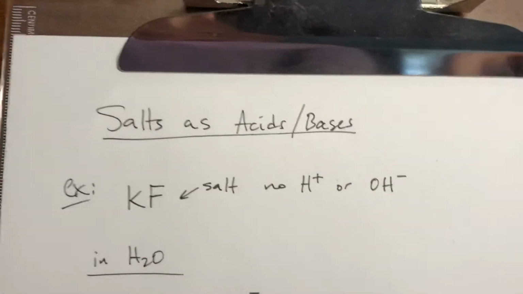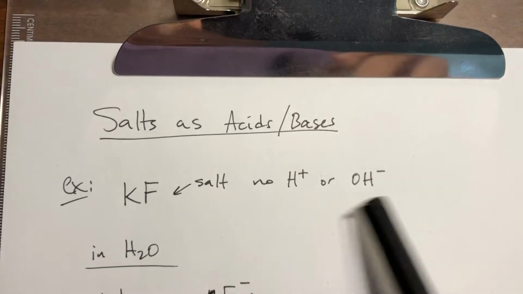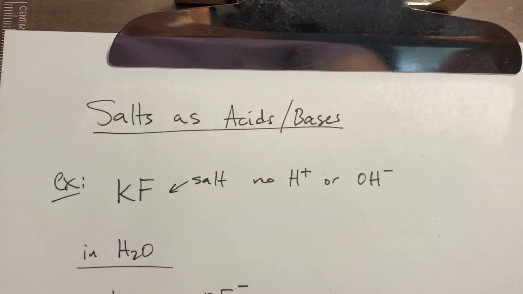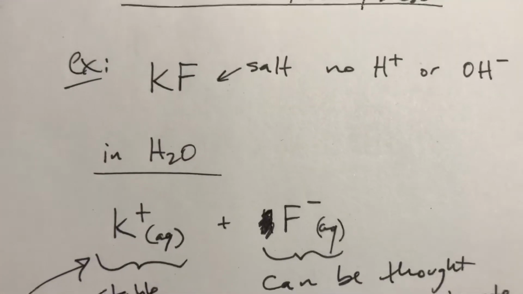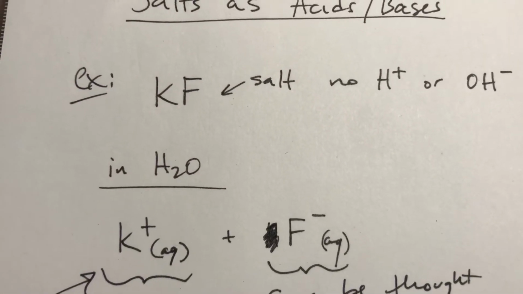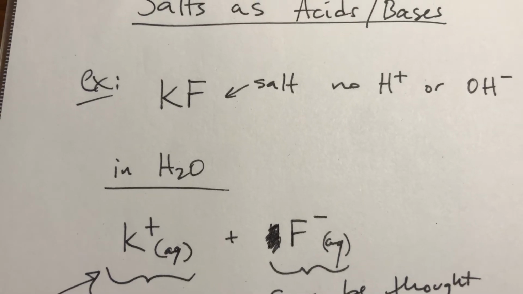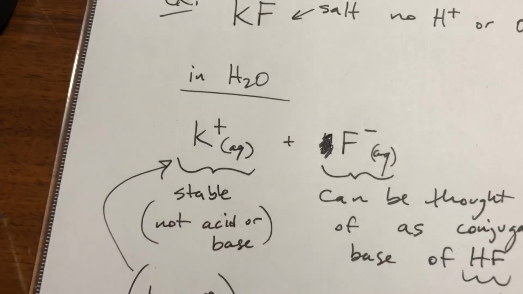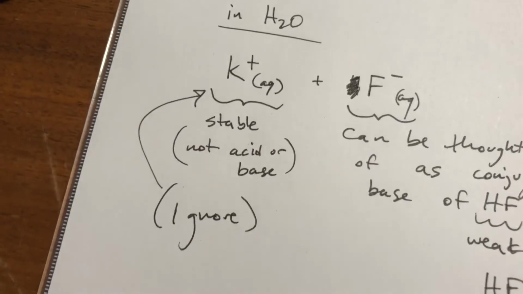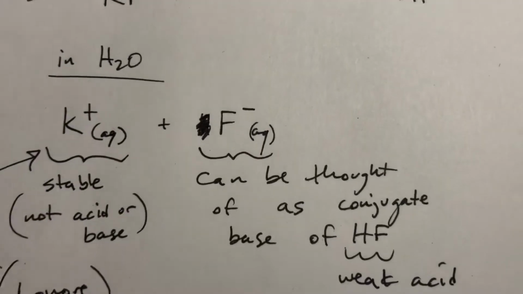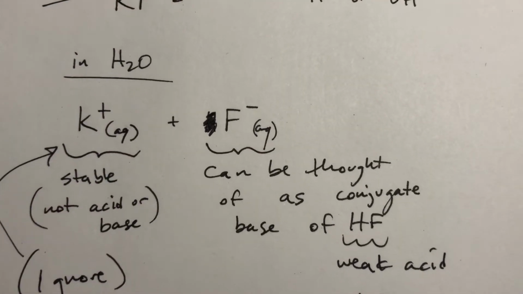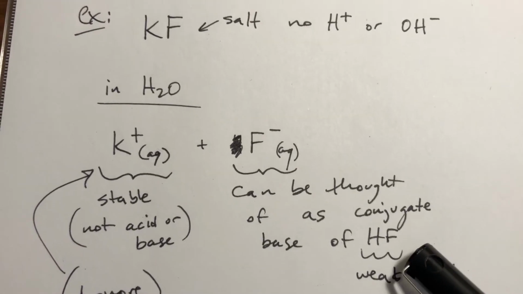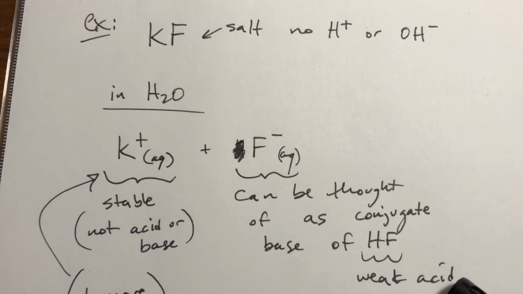There's no H pluses, there's no H minuses, so at first glance you wouldn't assume this is an acid or a base. Well, when this dissolves in water, it basically breaks apart into the two ions, K plus and F minus. K plus is super soluble and stable and does basically nothing. It's not an acid or a base, so we're going to ignore it. But F minus can basically be visualized as the conjugate base of HF, which is a weak acid.